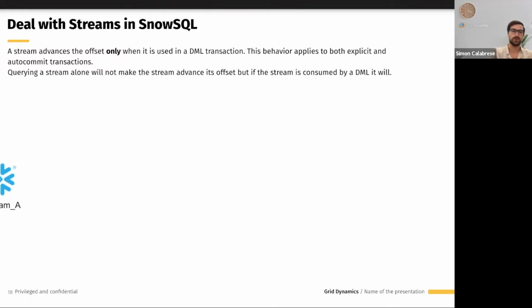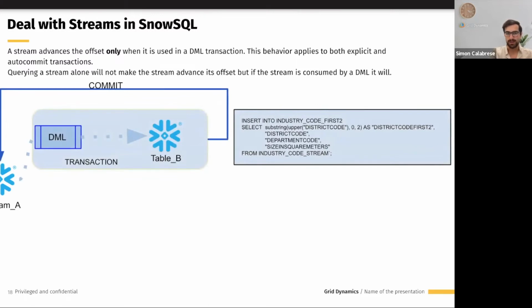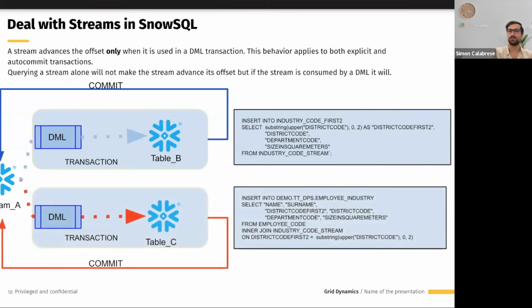So let's say a scenario. We have the stream A that we created before, and we want to perform a DML to write in the table B, for example, insert into from the stream. At the end of this transaction, there will be a commit. But what happens if I want to use the same subset for another operation? In this case, as we can see from the red arrow, it will not work because the first transaction committed. So after this, the stream will not contain the same subset processed by the first.